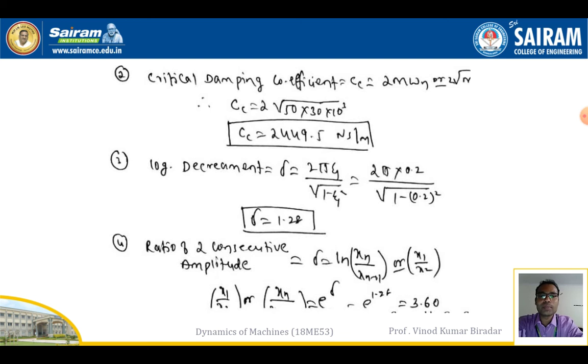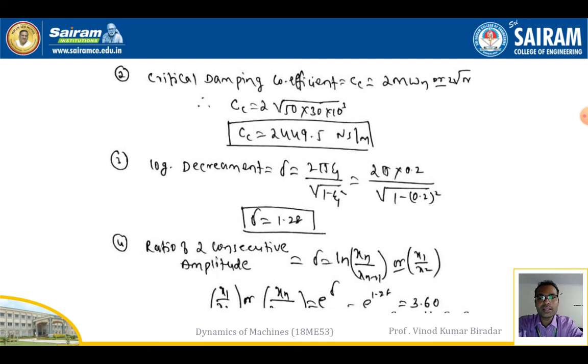Cc, that is the critical damping coefficient, is equal to 244.5 newton second per meter. Okay, so the next one is the logarithmic decrement, which you also need to calculate. Delta is equal to what? 2 pi zeta divided by square root of 1 minus zeta square. Substituting the zeta value, you get delta equal to 1.28, which is called the logarithmic decrement.